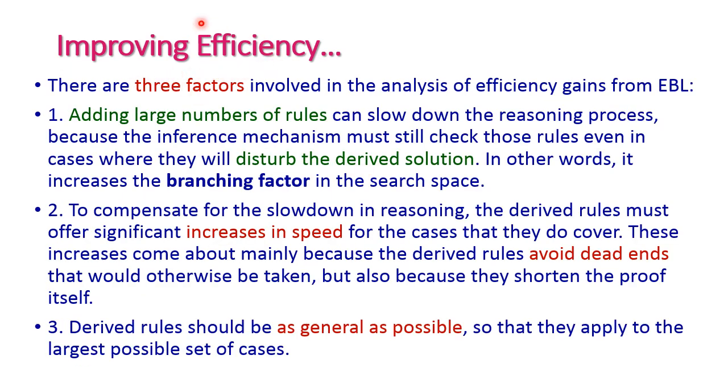In the improving efficiency, we need to concentrate three factors. First one is we should not add large number of rules because that will slow down the process, and that will disturb the derived solutions also, and that will increase the branching factors. So unnecessary rules should not be added, and the added rules should increase the speed, and the rules should avoid the dead ends also. And the next one is we should derive the rules as general as possible so that they apply the largest possible set of cases. So these are the important three factors we should concentrate on improving the efficiency of EBL.